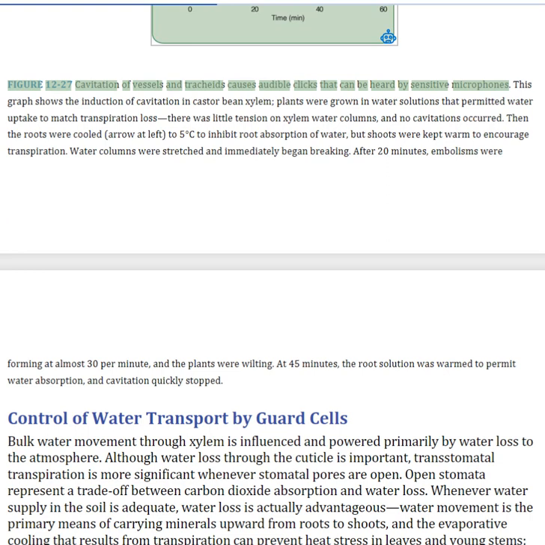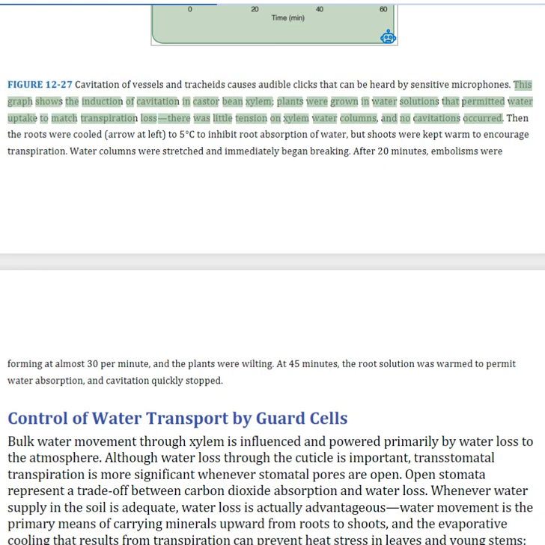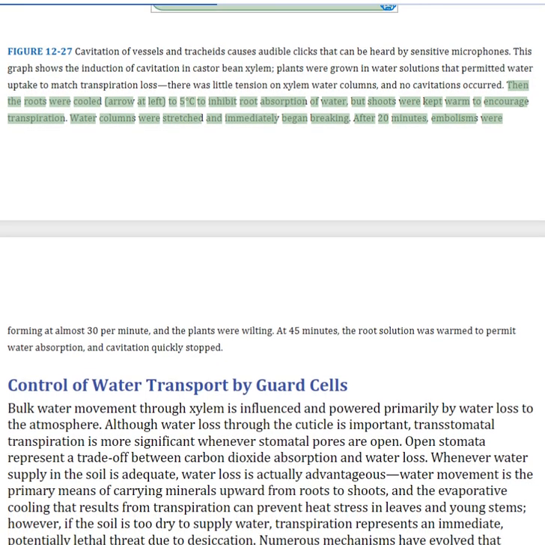Figure 12:27 Cavitation of vessels and tracheids causes audible clicks that can be heard by sensitive microphones. This graph shows the induction of cavitation in castor bean xylem. Plants were grown in water solutions that permitted water uptake to match transpiration loss. There was little tension on xylem water columns, and no cavitations occurred. Then the roots were cooled to 5 degrees Celsius to inhibit root absorption of water, but shoots were kept warm to encourage transpiration.